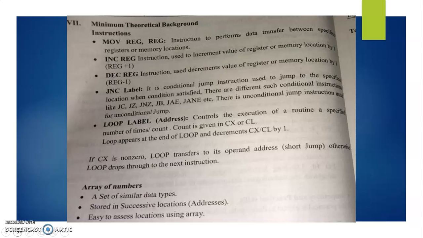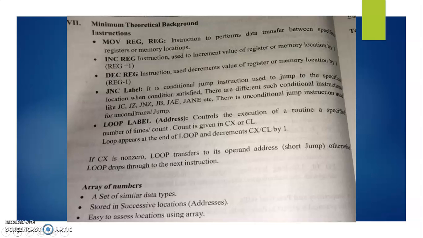Next is the JNC label. The jump instruction is used to jump to the specified location when the condition is satisfied. There are different conditional instructions like JC, JZ, JNZ, JB, JE, JNE. There is also an unconditional jump instruction used for an unconditional jump. Next is the LOOP label. If you want to control the execution of a routine a specified number of times, you have to use a counter. The counter can be defined by CX or CL. If CX is non-zero, loop transfers to its operand address, otherwise loop drops through to the next instruction.